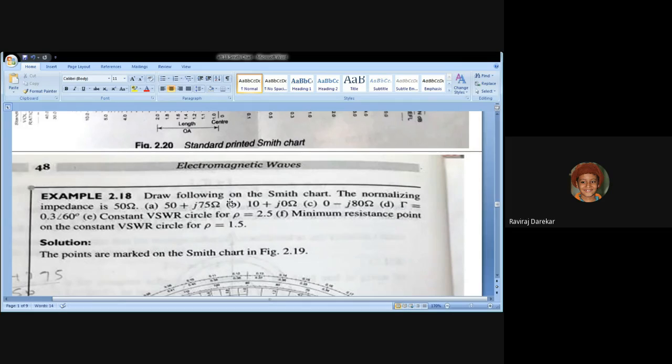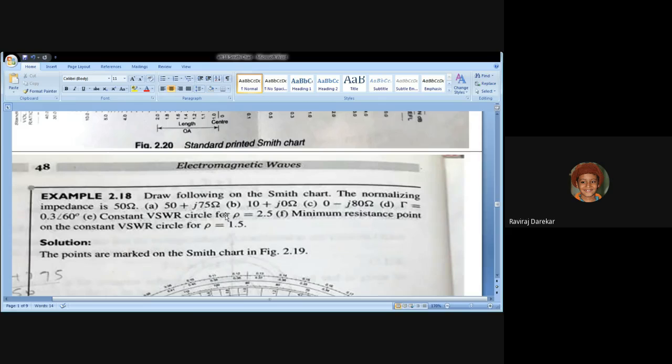Try to understand, 50 ohm is the value of the characteristic impedance, or the impedance required to normalize the value. For the A, B, C, D, E examples that we have to consider, we will start with the first value. I think the concept is clear to you. For the first transmission line, the impedance is 50 plus J75 ohm.